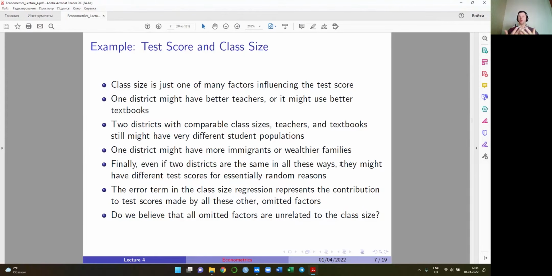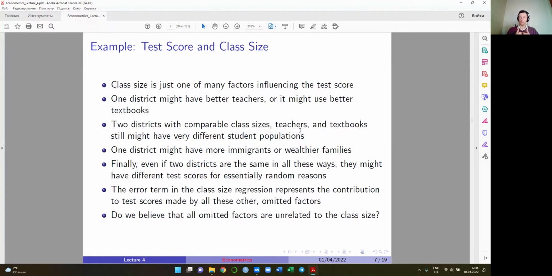Therefore, look, we are not doing mathematics here. We start thinking about, and we logically come to the conclusion that the omitted factors like families' income or the percentage of immigrants, and even probably the quality of teachers. Because if the district is richer, first of all, it is able to make classes smaller, to hire more teachers, and probably to hire higher quality teachers, right? Because the district is able to pay more money to these people, and they will come to these schools.